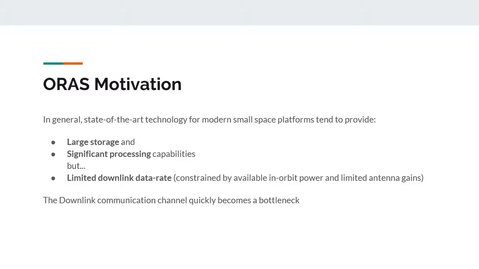But what we are not seeing is a corresponding increase in the data rate for downlinking large volumes of data from space. And again, this is constrained by available in-orbit power and limited antenna gains, which basically limit the channel throughput that can be obtained from a given CubeSat. And this does not necessarily have anything to do with the RF technology or the communication protocol limitations, but they are really physical limitations typically seen in the CubeSat. As a consequence, we have a downlink communication channel which quickly becomes a bottleneck in any type of satellite architecture.